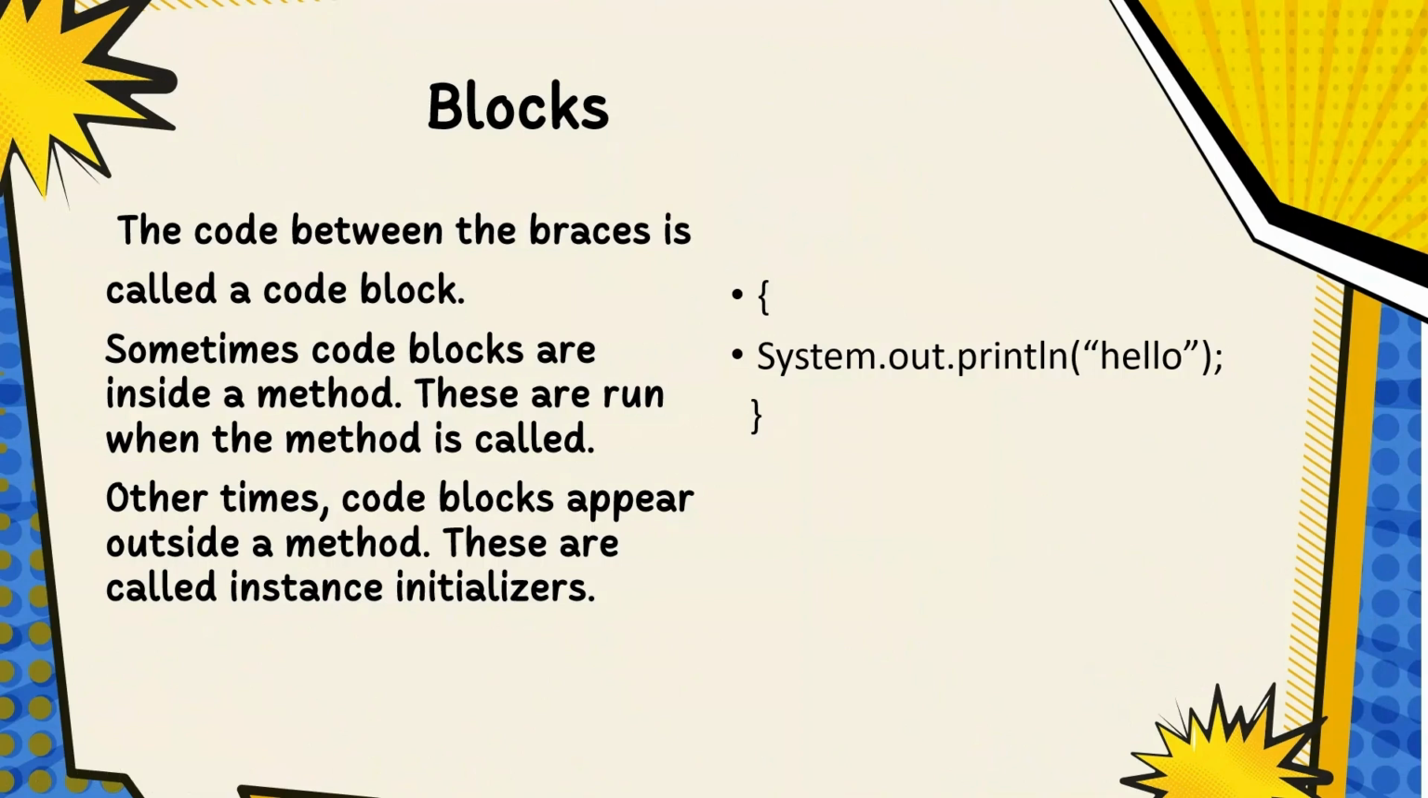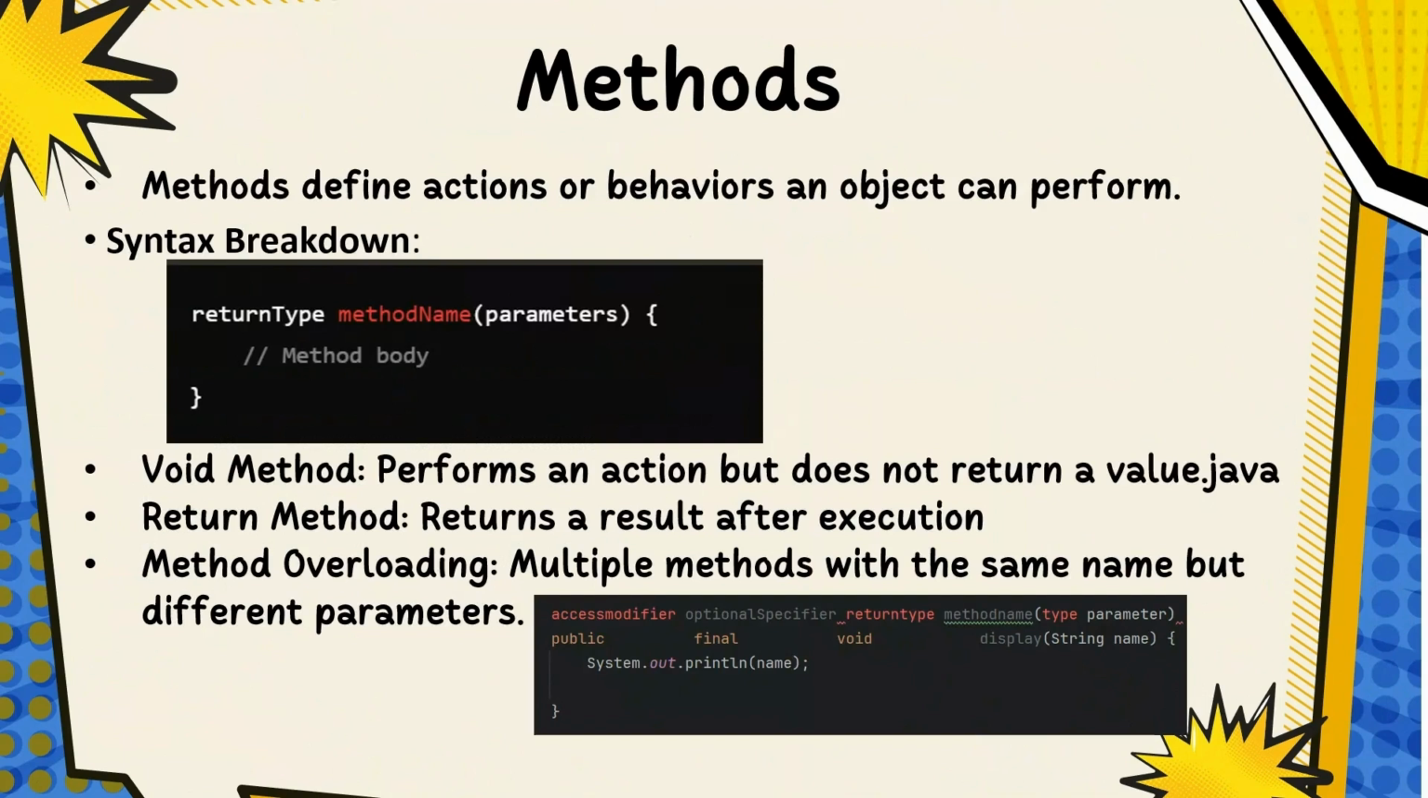If we have seen a while loop or a for loop, we would have seen that we are using the braces. So they are loop blocks when they appear in while loops or for loops. Instance initializer blocks allow you to initialize variables in a unique way, and they run each time an object is created.